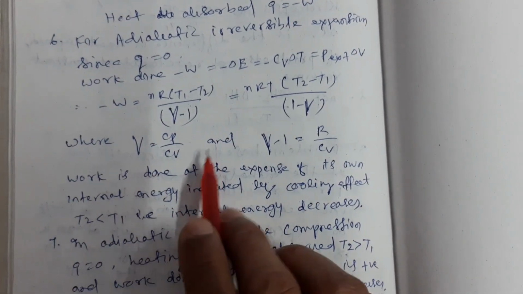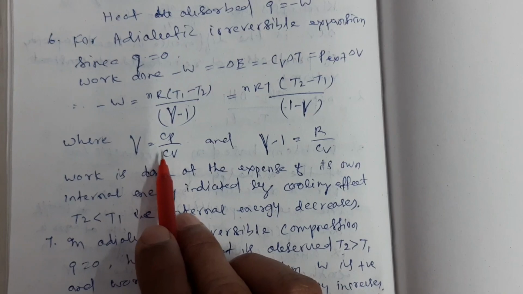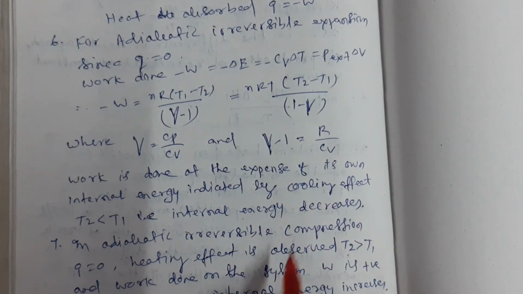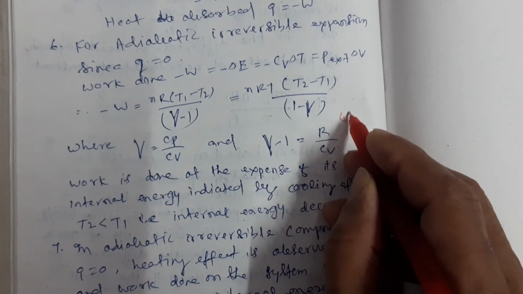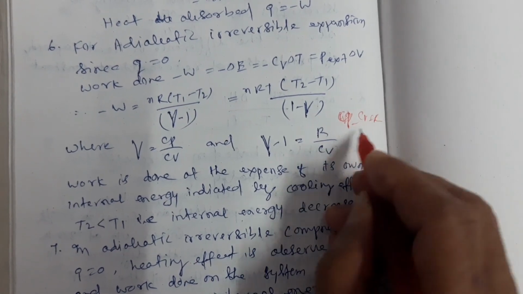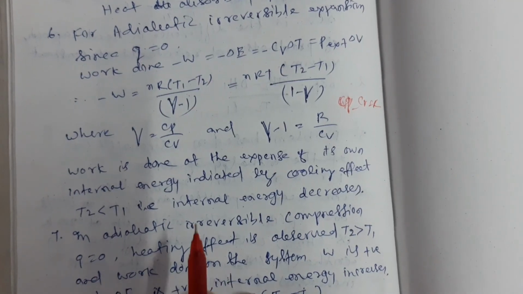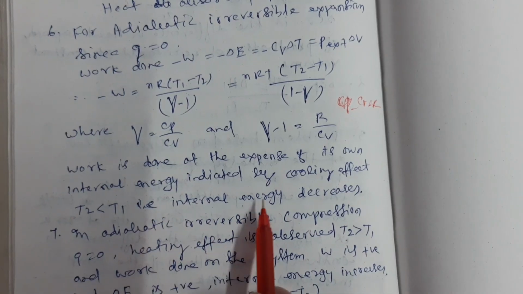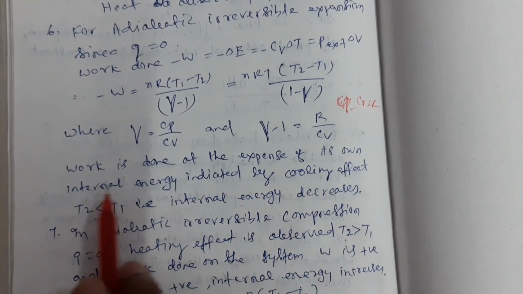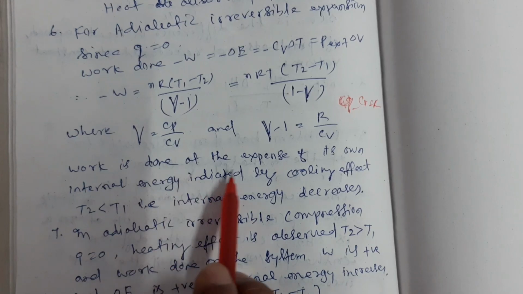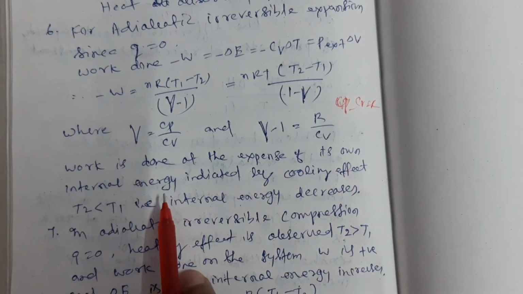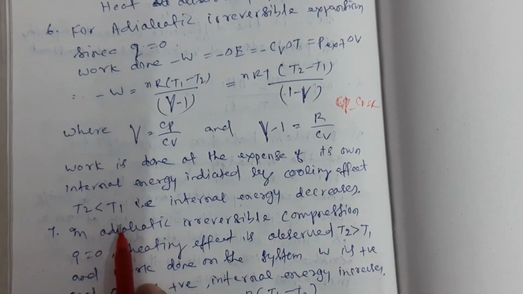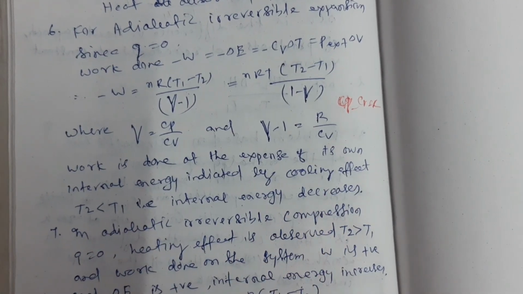Where gamma is Cp by Cv, so γ − 1 you will get R by Cv, because Cp minus Cv is equal to R, we know. Okay, yes. So work is done at the expense of its own internal energy, indicated by the cooling effect. Okay, you read this line carefully. Work is done at the expense of its own internal energy, indicated by the cooling effect, that is T2 is less than T1. So internal energy decreases.